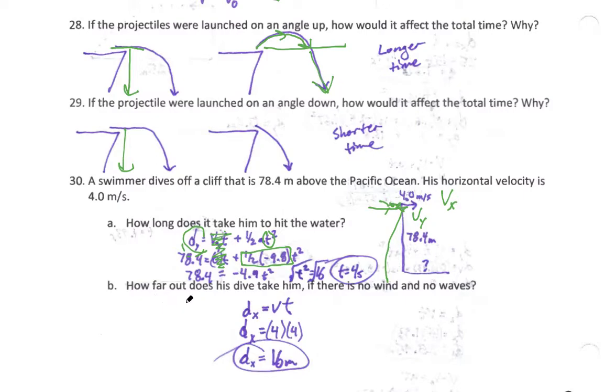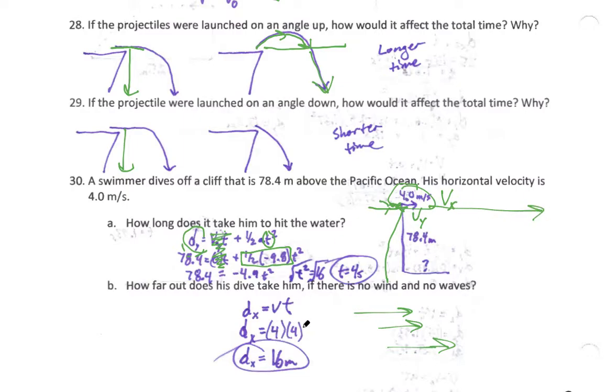Alright, so how far out does his dive take him? Well, now we're dealing with things in the x component, so all of our numbers have to be in the x component, whether it's distance or velocity. Our distance we don't know, that's what we're trying to figure out, but our initial velocity and our constant velocity is 4 meters per second in the x direction, so that's what I got going on here.